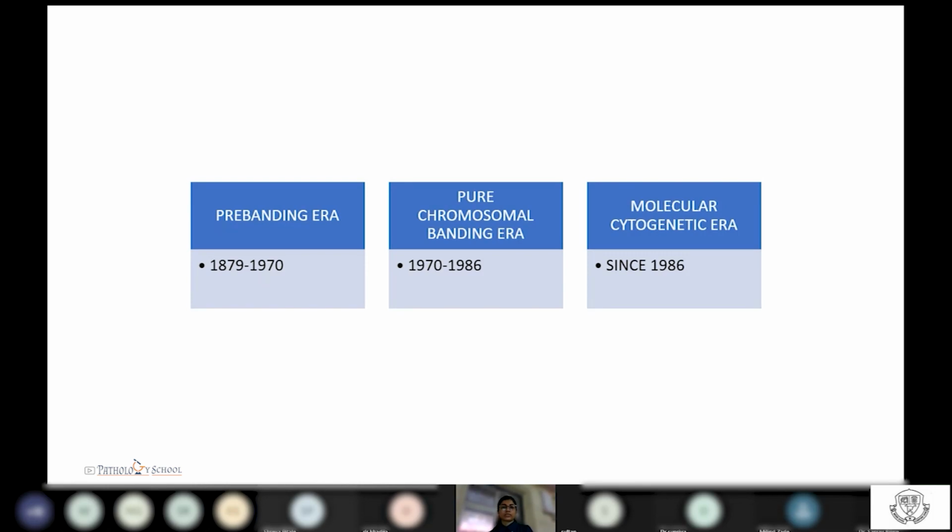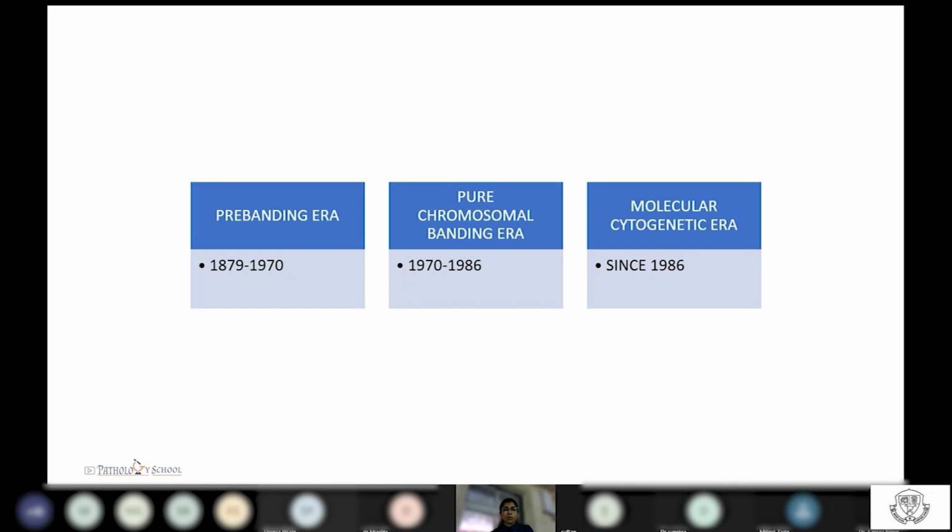Next, we'll be learning about the history of human genetics. It's broadly divided into three eras. The first era is the pre-banding era, which spans roughly 100 years, the classical cytogenetic era, in which 1879 was the first identification of the chromosome. The word chromosome was used around 1888. DNA was discovered in 1953, and lastly, there was the identification of trisomy, in around 1959.